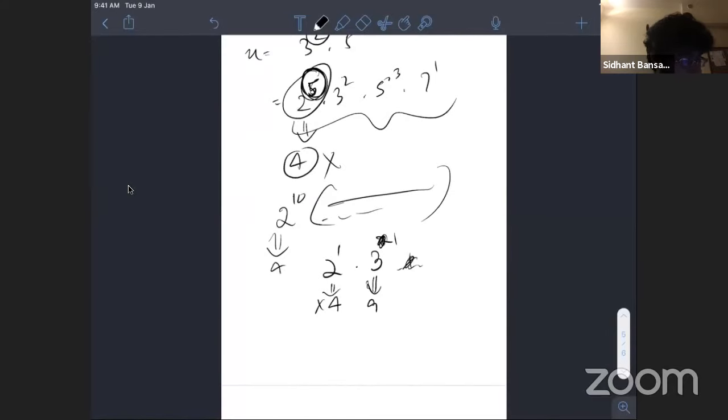Maybe there is no 5. Maybe the next prime is directly 11, and maybe it's coming 3 times. Then you know 121, which is a square number, is a factor. So it actually needs to be 11 to the 1. Otherwise, it's not a square free number.